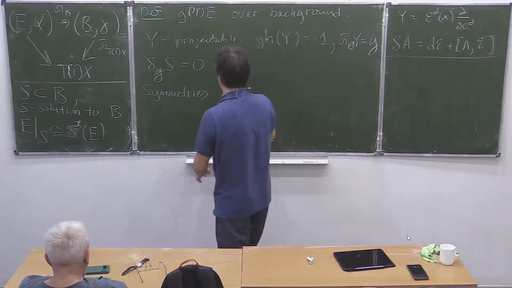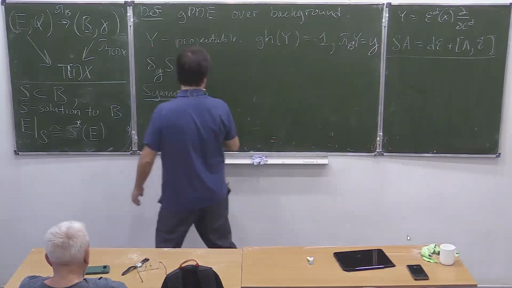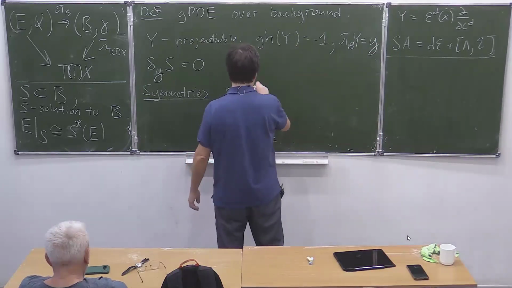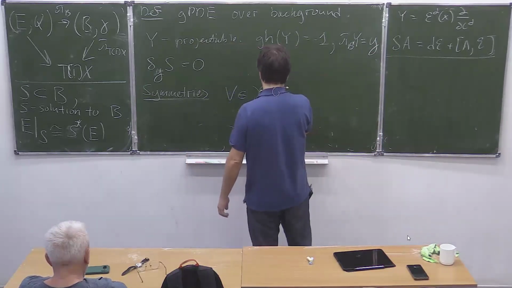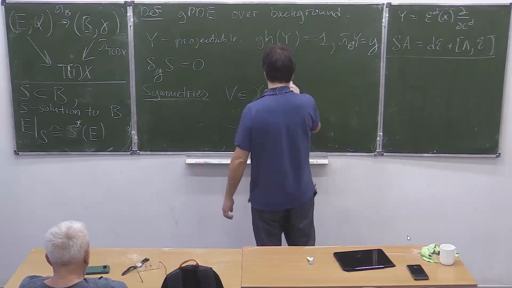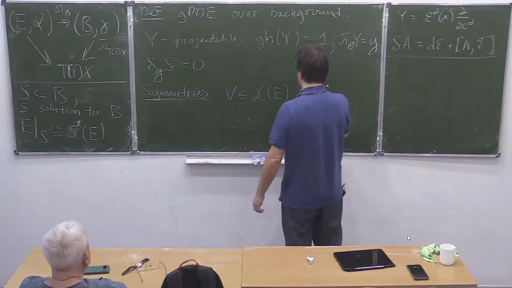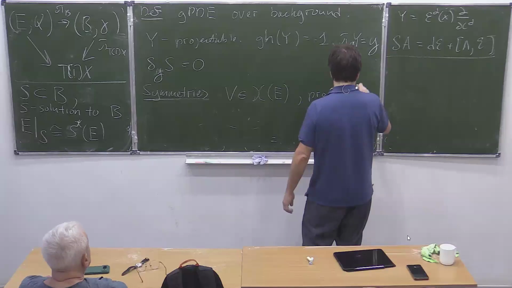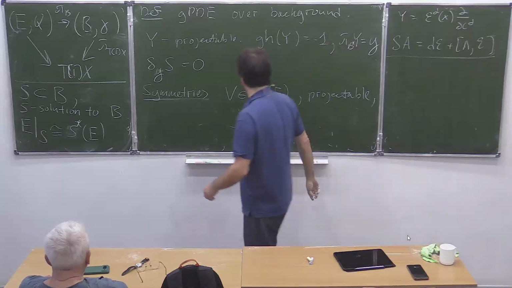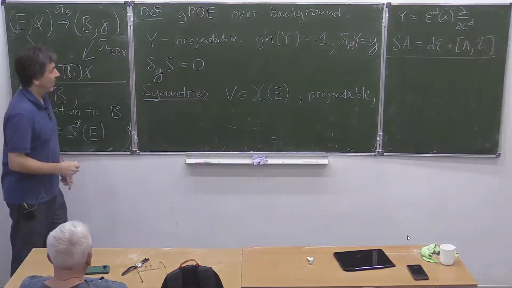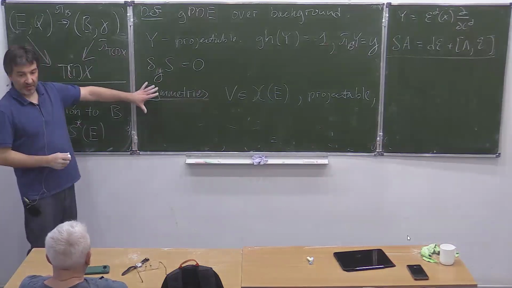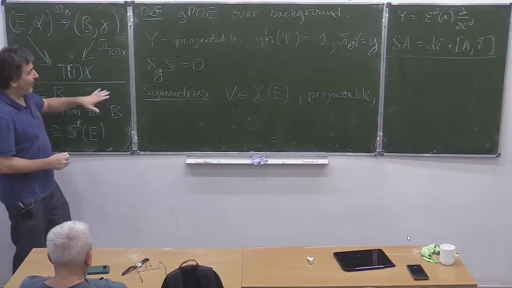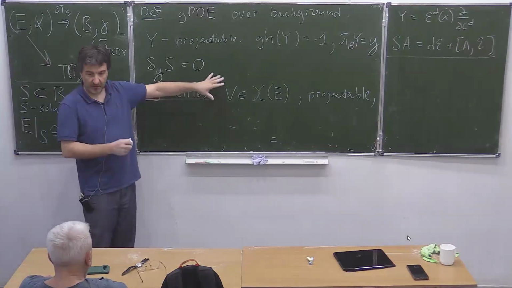So symmetries, I need to remind what this is. V in X of E is a symmetry, a projectable in general, but often it's enough to consider vertical. No, just for GPD. In this case, if on E a projectable through this thing. But now I want to say what is symmetry of GPD.